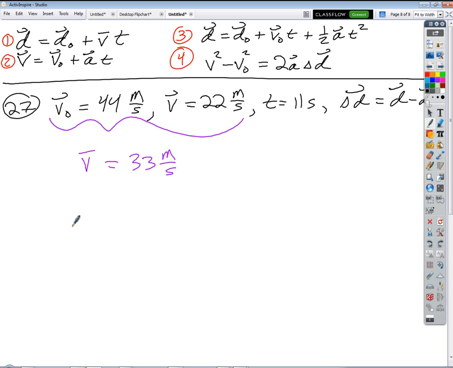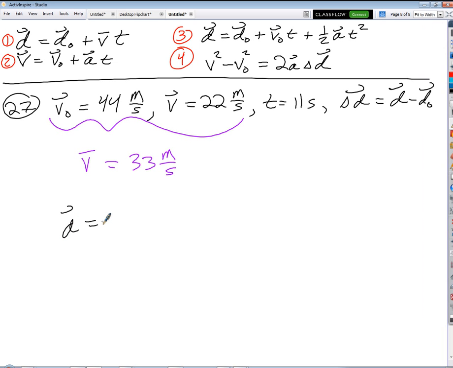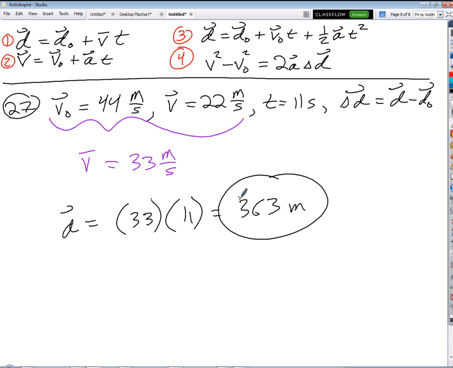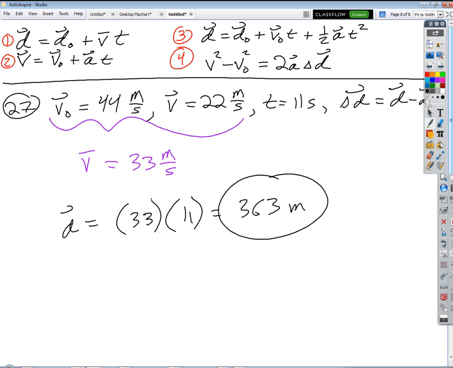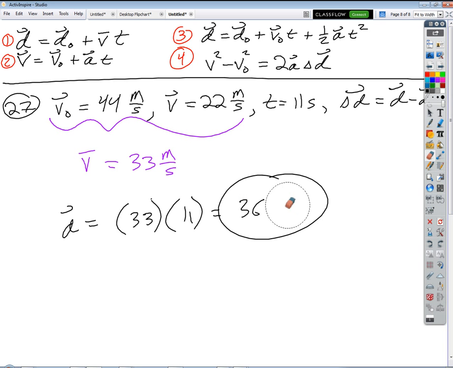So then we just get D equals 0, we can leave that off, times 33 standard units, meters per second, times 11 standard units, so 363. What are the standard units of position? 363 meters, right? Makes sense? Oh, you're right, two significant figures. And so what would that be? 360, good.